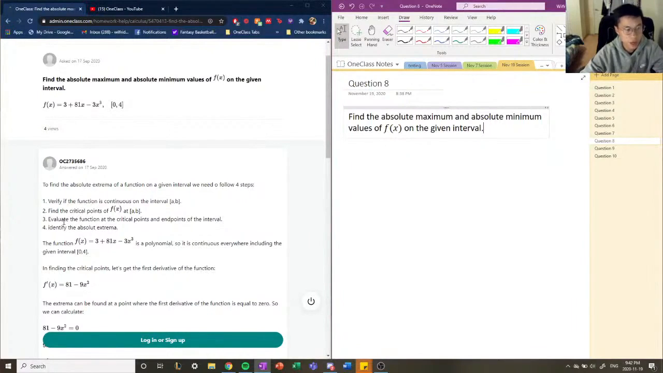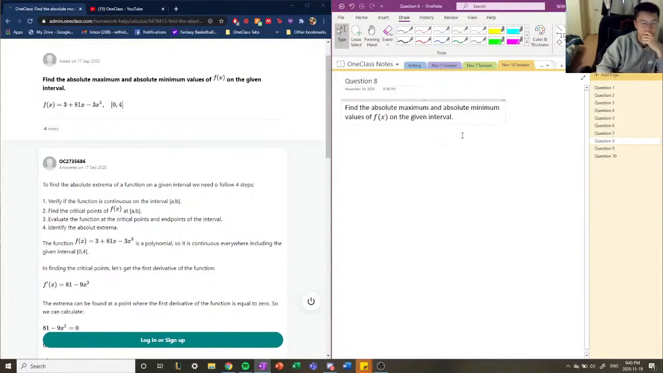After we find our critical points, we plug those x values back into our original function to evaluate whether they're maximums or minimums. We also need to test the endpoints of the interval, because they are not included in our critical point values, but they could still be absolute maxes or absolute mins. So we still need to check our interval of 0 and 4. After that, we can finally identify our absolute maximum and minimum.